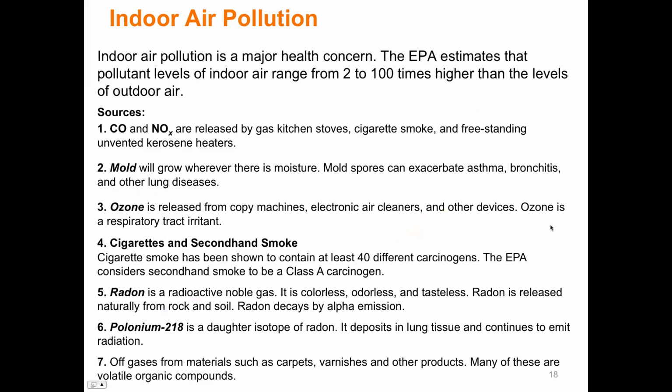Now, if you thought you were safe inside, here's a list of your indoor sources. Carbon and nitrogen oxides come from your stove, cigarette smoke, kerosene heaters, and mold. We never talked about that yet, but mold in the house can be very damaging to your health. Ozone actually comes out of coffee machines, air cleaners, all kinds of stuff like that. You can actually get ozonators, supposedly to help, but I don't really know how that's a good thing.